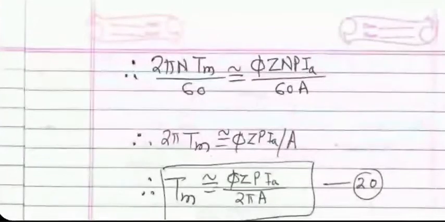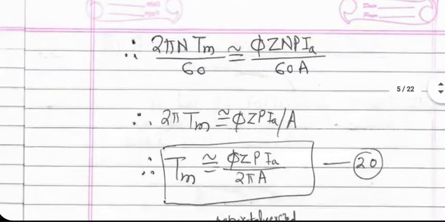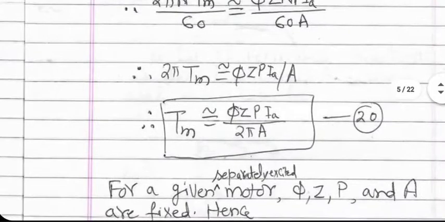You can see that torque is directly proportional to flux produced by each pole, I mean, and the armature current. Z, P, and 2 pi A will be fixed anyway, they will not change. So torque is directly proportional to phi into Ia for a separately excited motor. This is a very important finding. Okay, let's keep that in mind at least for now.